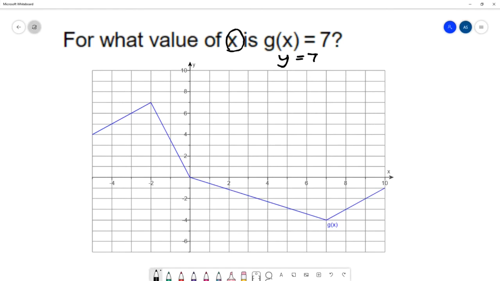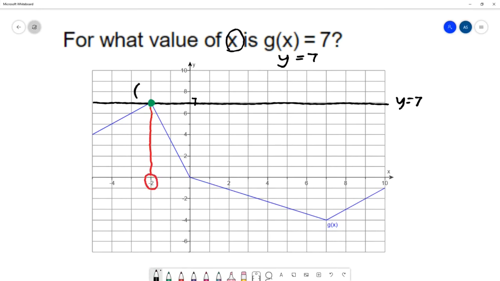So if y equals 7, on the y scale, we have a 7 here, and I can draw a horizontal line at y equals 7. That horizontal line represents all of the ordered pairs that have a y coordinate of 7. This point right here is the only ordered pair that has a y coordinate of 7 that's on the graph. So I'm going to look at this ordered pair and figure out what x is on that ordered pair.